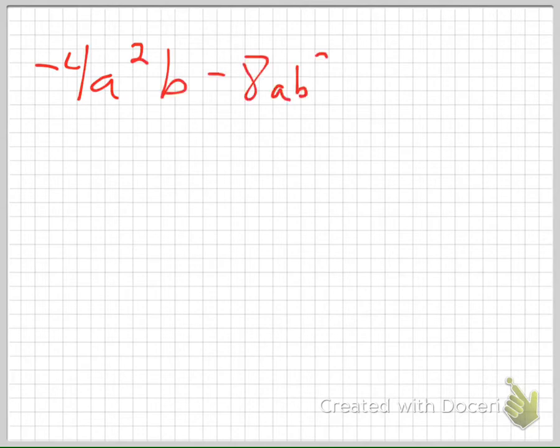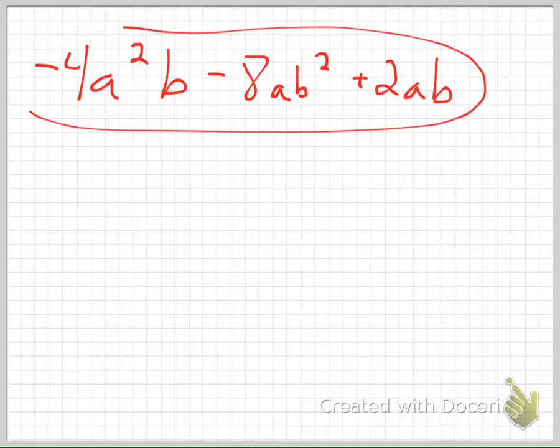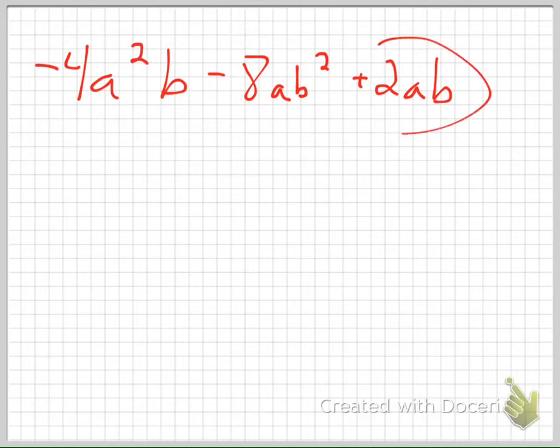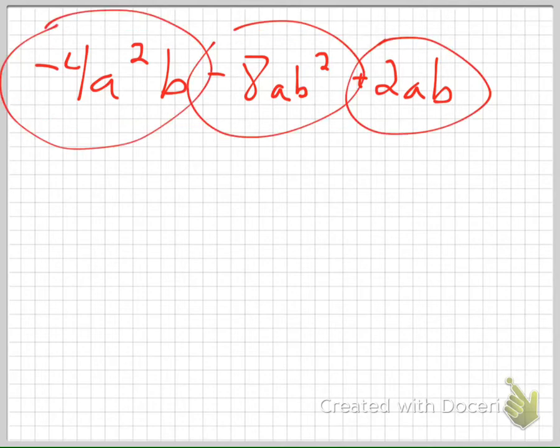Let me give you one. Negative 4a squared b minus 8ab squared plus 2ab. Try it for me. Seriously, you're watching now. What is this thing called, by the way? That's a trinomial. You see it? There's 3 monomials. There's 3 terms there, right? There's 1, 2, 3 terms.